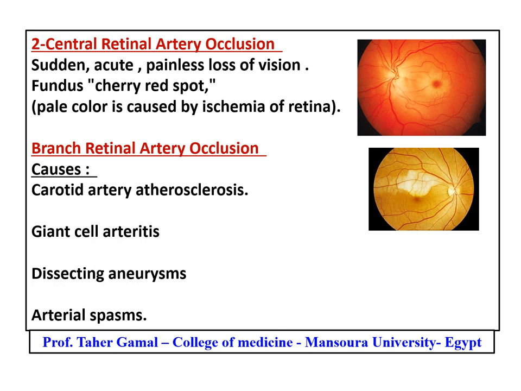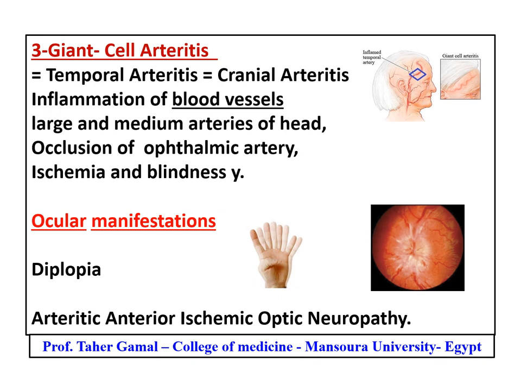Another of the cardiovascular diseases: central retinal artery occlusion, sudden acute painless loss of vision, fundus cherry red spot, pale color caused by ischemia of the retina. Branch retinal artery occlusion causes: carotid artery atherosclerosis, giant cell arteritis, dissecting aneurysm and arterial spasm. Another disease is giant cell arteritis, temporal arteritis or cranial arteritis, inflammation of the blood vessels, large and medium arteries of the head, occlusion of ophthalmic artery, ischemia and blindness. Ocular manifestation: diplopia and arteritic anterior ischemic optic neuropathy.